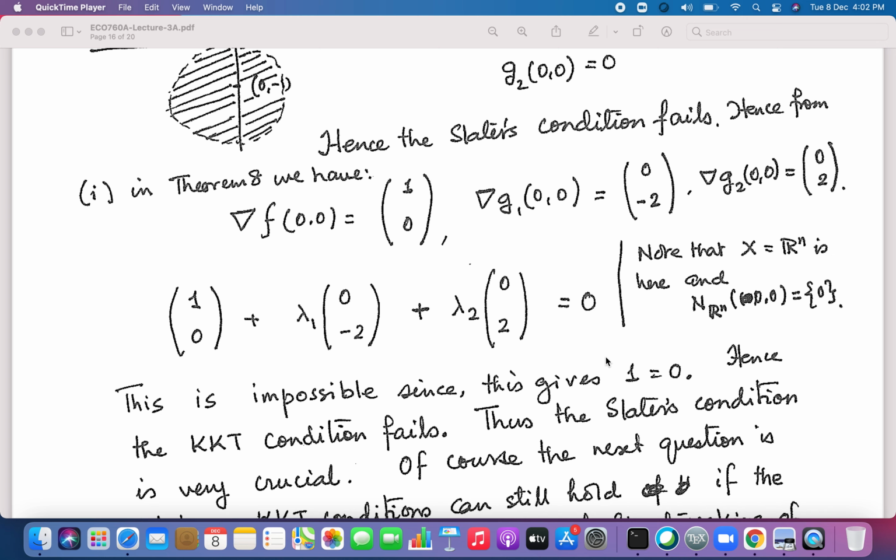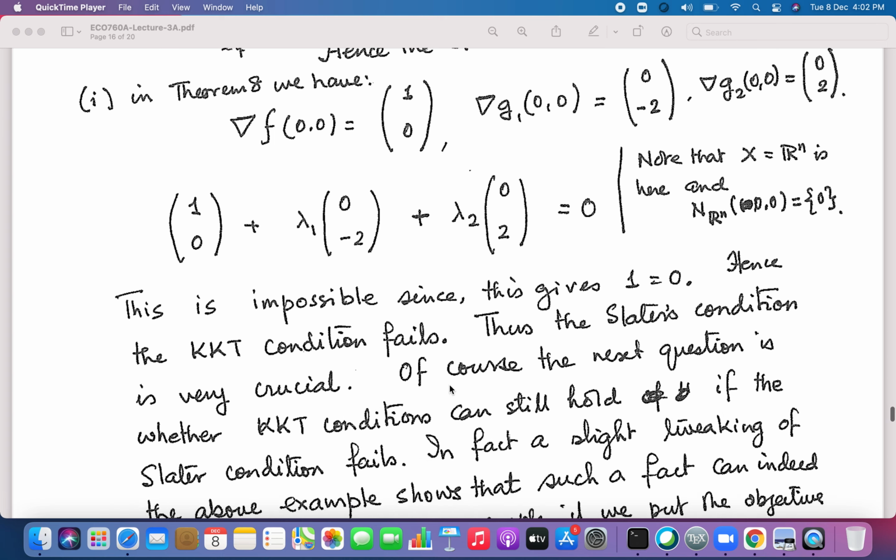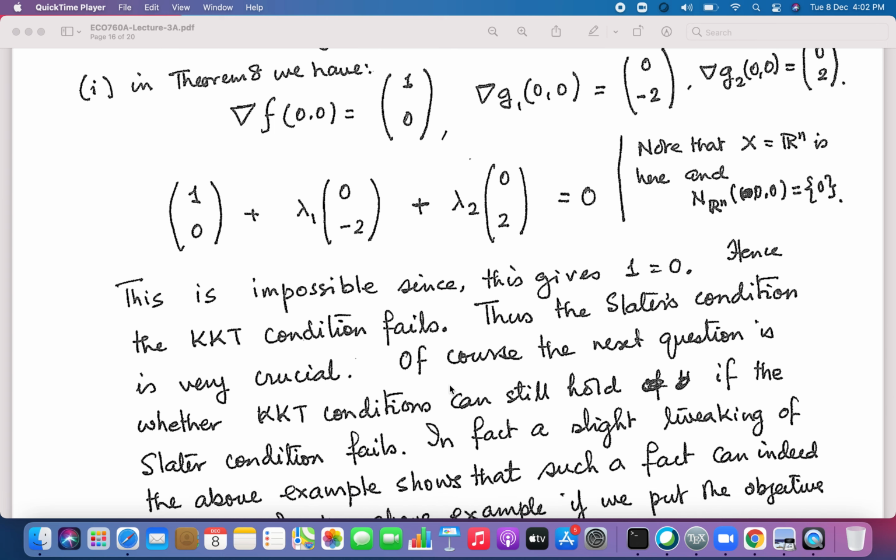Does this make sense? The answer is no, because if you add them, it will become 1 plus lambda 1 into 0 plus lambda 2 into 0. So the first component of this new vector after summing is 1. The second component is minus 2 lambda 1 plus 2 lambda 2, equal to 0. So you will get an absurd equation like 1 equal to 0, and hence naturally that's absurd. So this equality cannot be true, and so the Karush-Kuhn-Tucker condition doesn't hold.